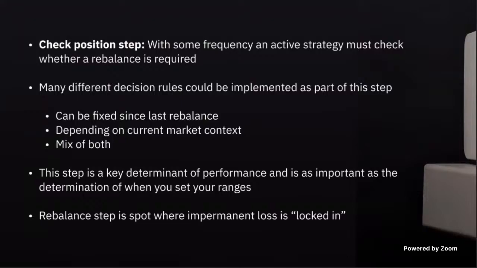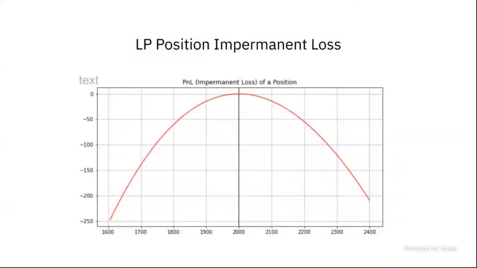It's important to take a second to make sure that everybody understands that the rebalance step is really important because this is where impermanent loss is locked in. The way that we think about it, this is a plot of how impermanent loss looks for an LP position. Imagine this is an ETH USDC pair. On the X axis, we have the ETH price. And on the y-axis, we display how much you have, quote unquote, lost due to impermanent loss. That is basically how much more the value of your position would have been had you just held the two assets rather than deploy them in the position.